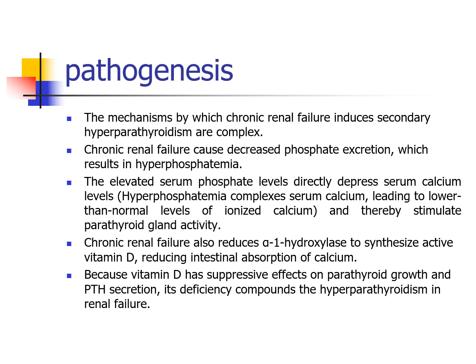Chronic renal failure causes decreased phosphate excretion, which results in hyperphosphatemia. The raised serum phosphate levels depress the serum calcium levels because hyperphosphatemia complexes with serum calcium, leading to lower than normal levels of calcium. The lower level of calcium stimulates parathyroid gland activity, causing hyperparathyroidism.